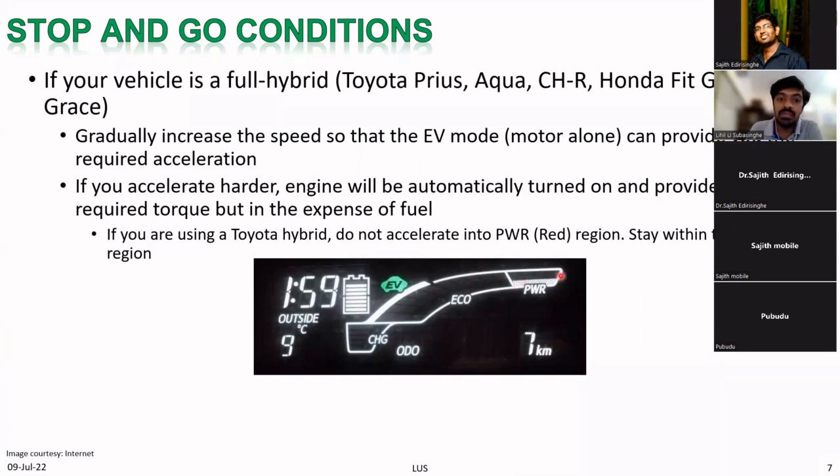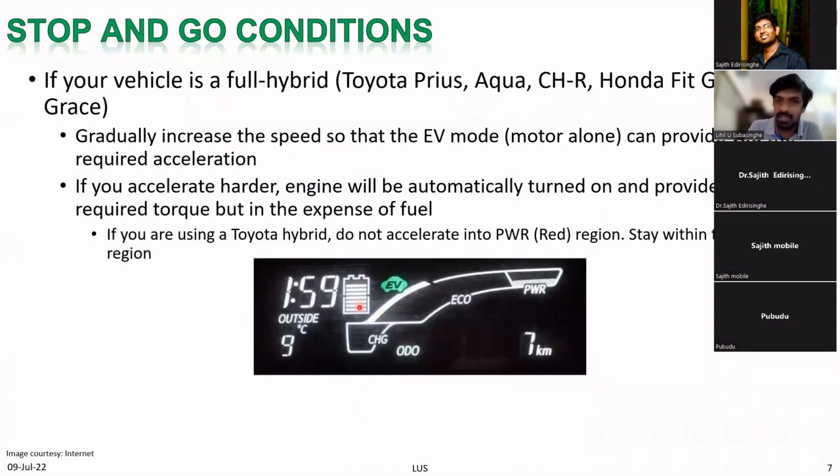If you go into this power region, the engine is revving at a very high RPM, so the engine is providing all the power that it has. Yes, you will be able to accelerate very quickly, but at the expense of more and more fuel. Therefore, in a stop and go condition, always try to stay within this region. That region is called the EV region. If the battery is charged, then within this region the engine will not start.